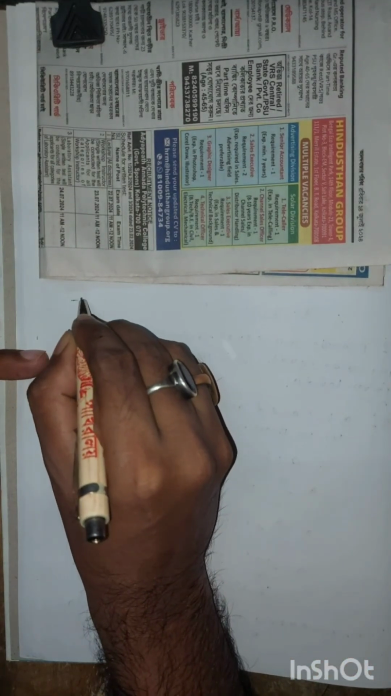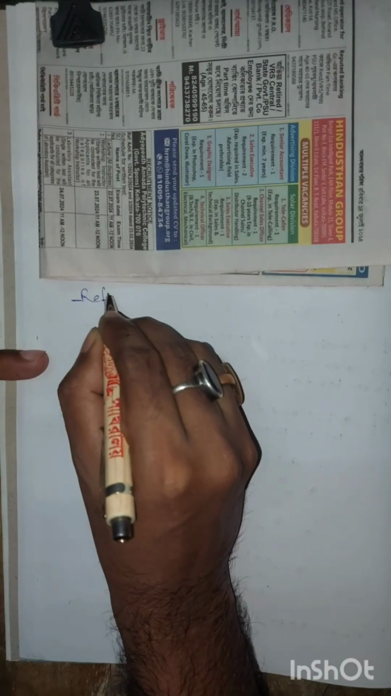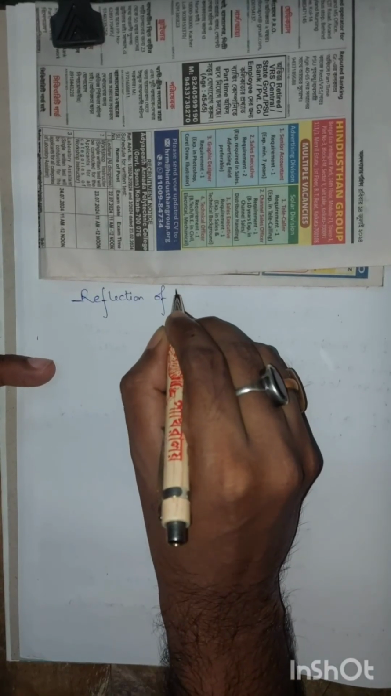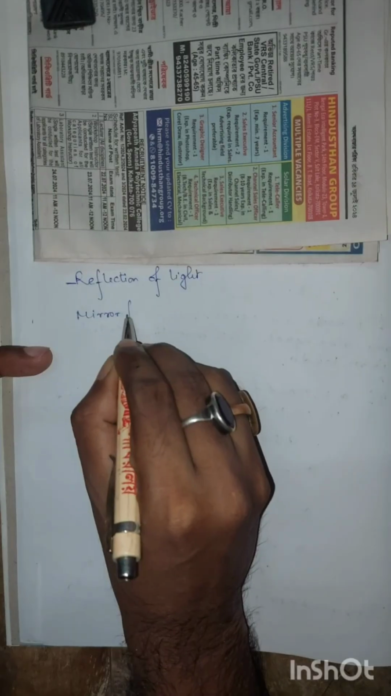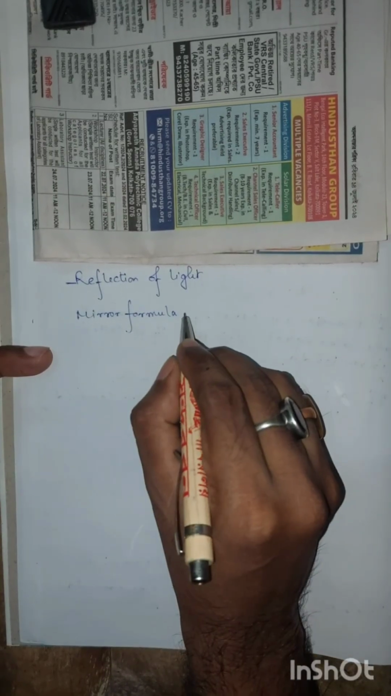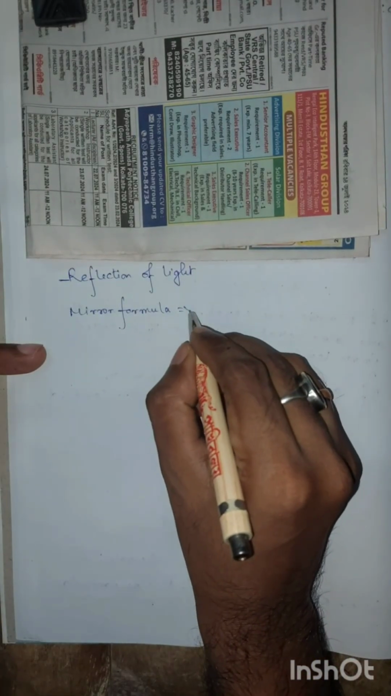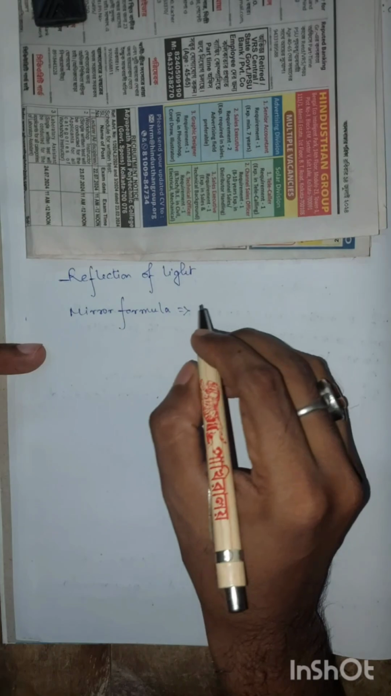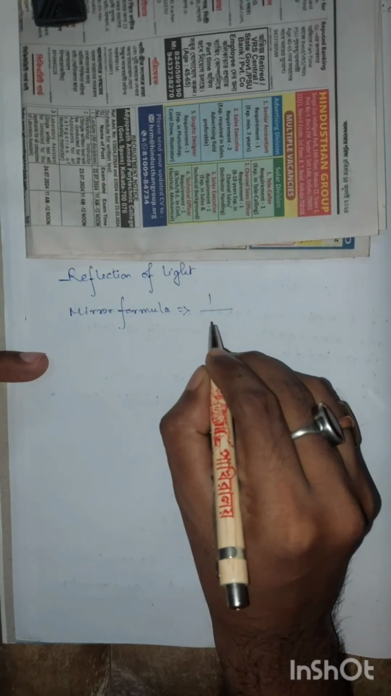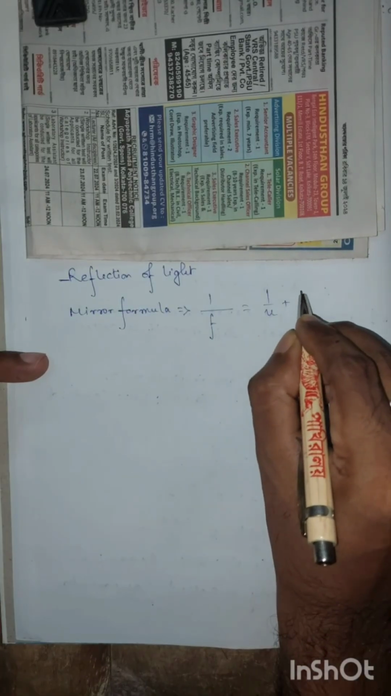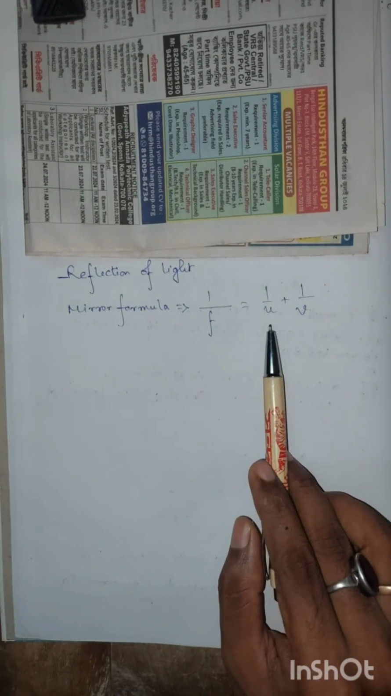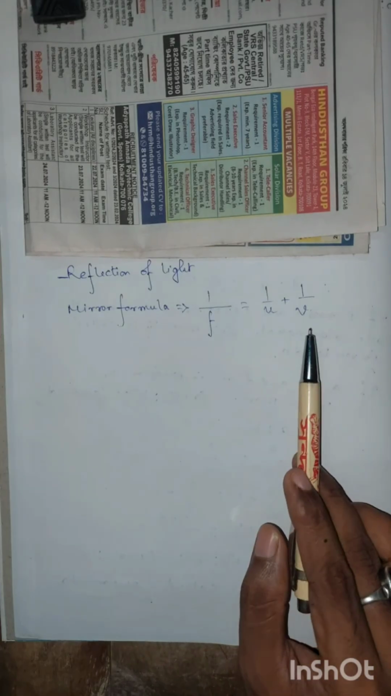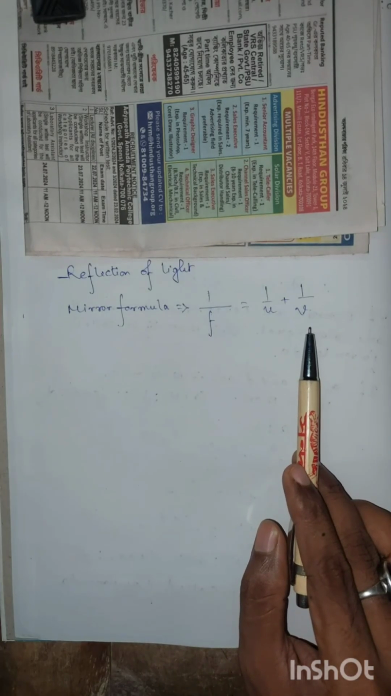So the mirror formula is 1 by F is equal to 1 by U plus 1 by V, where F is the focal length, U is the object distance from the pole, and V is the image distance from the pole.